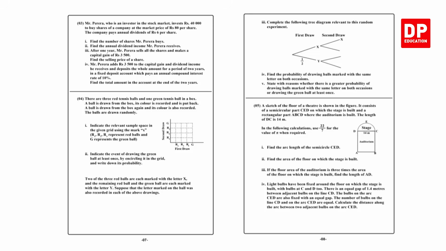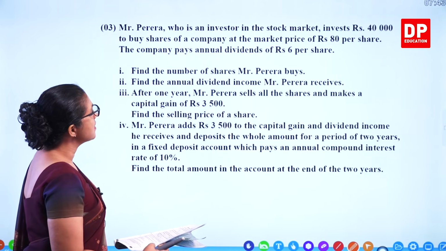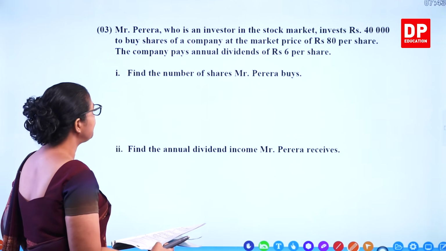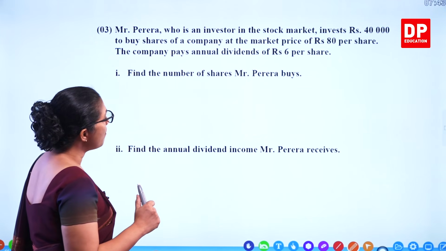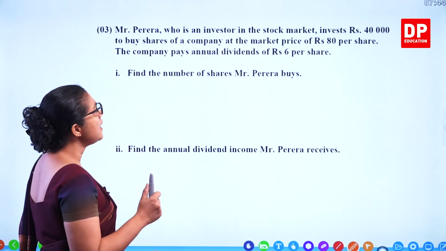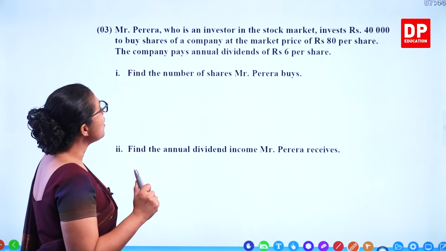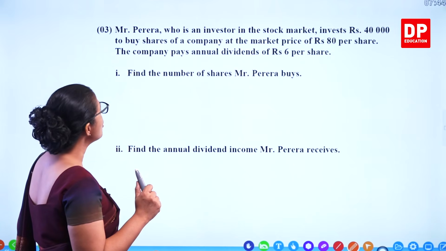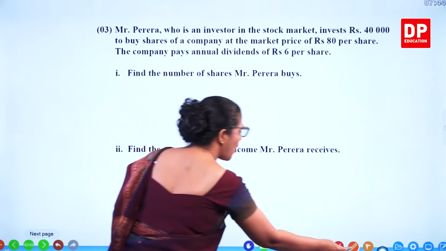Now we'll do question number 3, and you can try 3, 4, 5. So question number 3, you get 4 parts. So we'll do step by step. Mr. Perera, who is an investor in the stock market, invests 40,000 rupees to buy shares of a company at the market price of 80 rupees per share. The company pays annual dividends of 6 rupees per share. Find the number of shares Mr. Perera buys. So how do we find that?